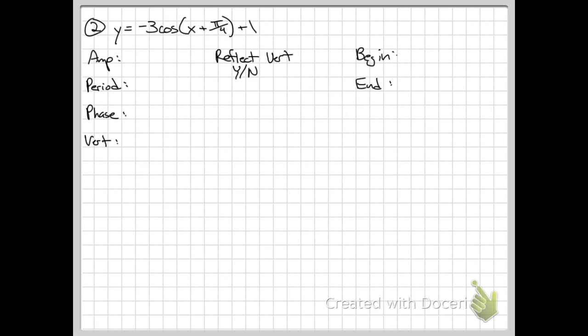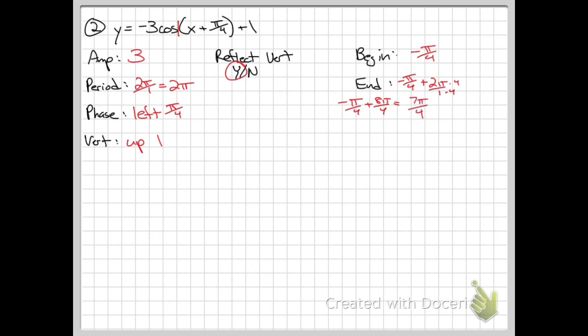Okay, I see -3, but I would never write negative in an amplitude answer blank. 3 for the amplitude, yes for reflect vertically. Period, 2 pi divided by that imaginary 1. Phase, it says plus, which actually goes left, pi over 4. And vertical actually matches up 1. Begin left is negative pi over 4. End, that number, plus the period, times 4, pi over 4 plus 8 pi over 4, it's going to end at 7 pi over 4.